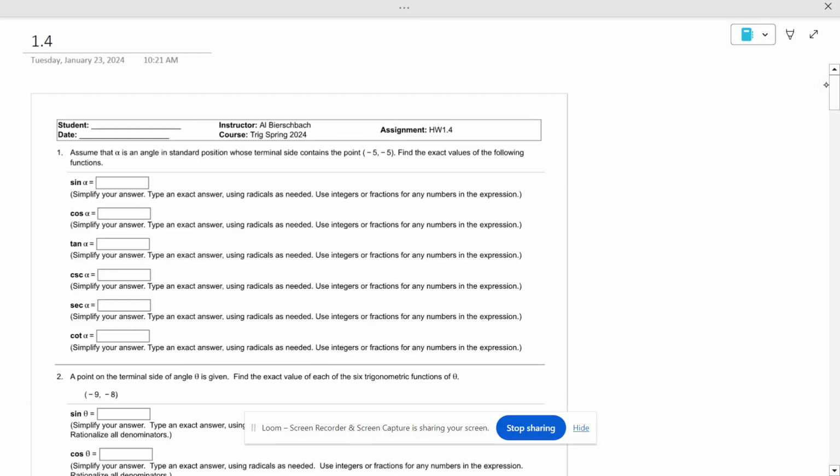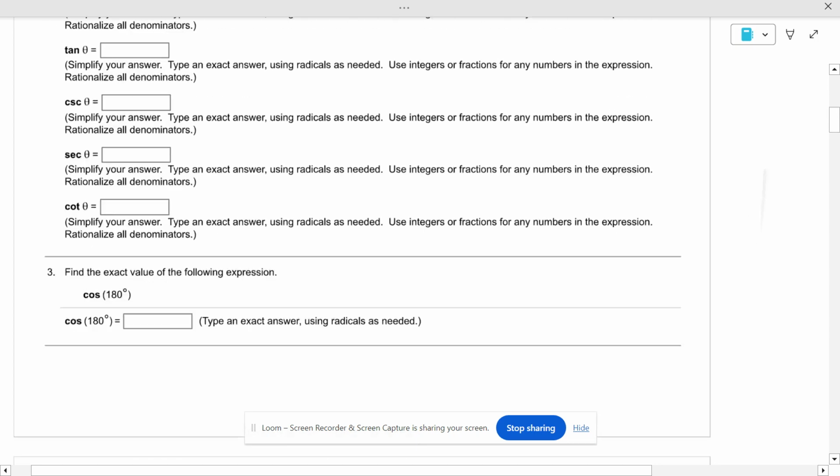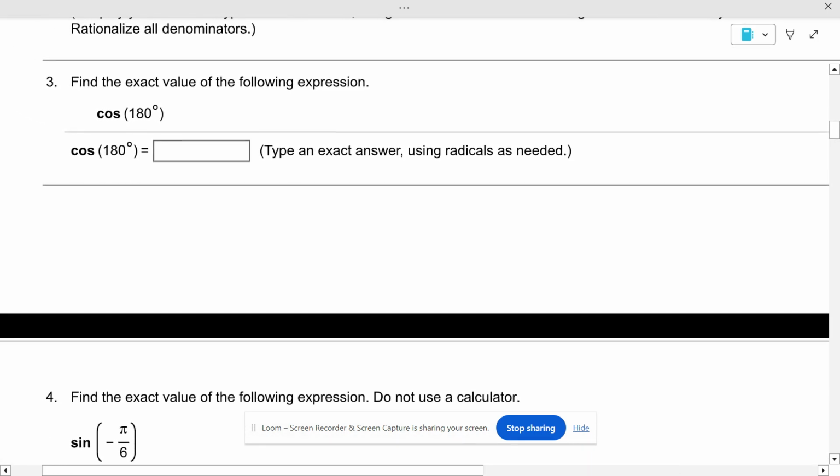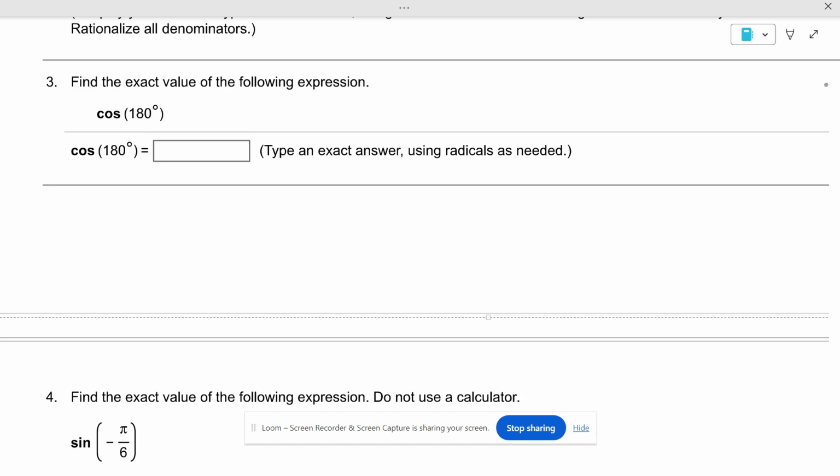All right, here we go. So on your next assignment, you'll have a couple more of these just to practice with a little bit more. But we'll get into problems where you just have to find the sine, cosine, tangent, secant, cosecant of just numbers somewhere on the x and y axis.